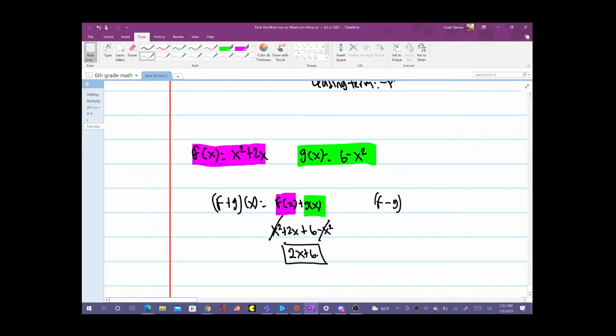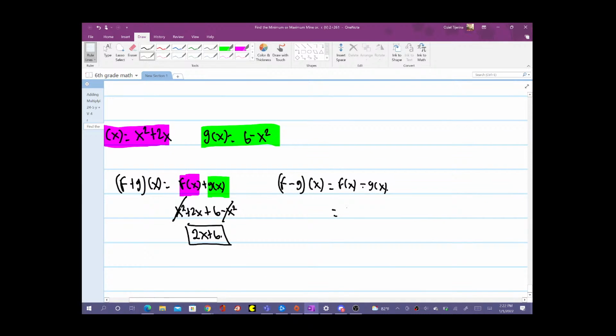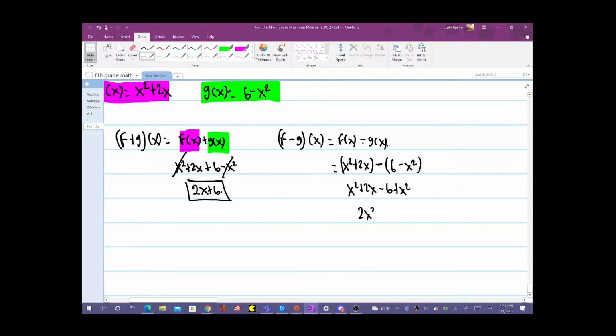F minus g of x is f of x minus g of x. So it's basically the same idea. You're doing x squared plus 2x, but you're going to put parentheses because you're going to distribute the negative to g of x. So it's going to be minus parentheses 6 minus x squared. So then you're going to have x squared plus 2x minus 6 plus x squared. This basically becomes 2x squared plus 2x minus 6. So this is f minus g of x.